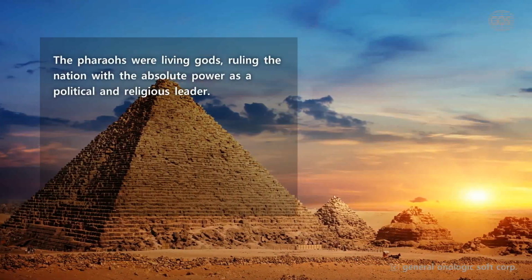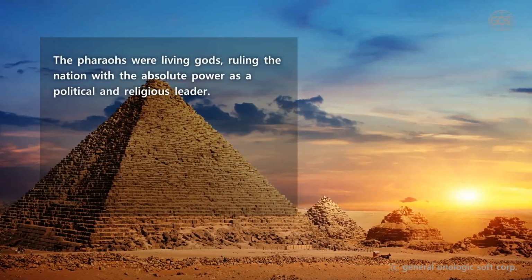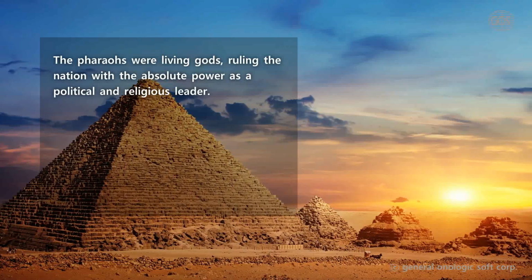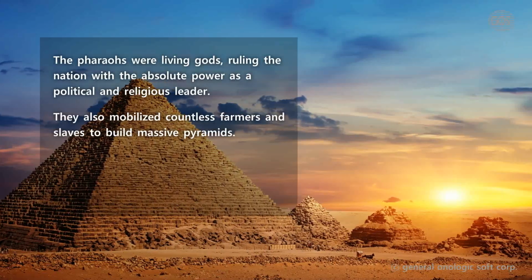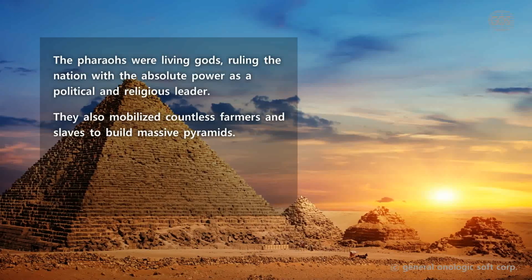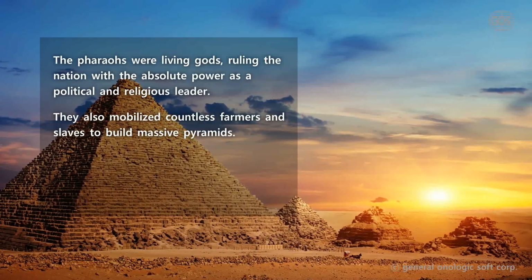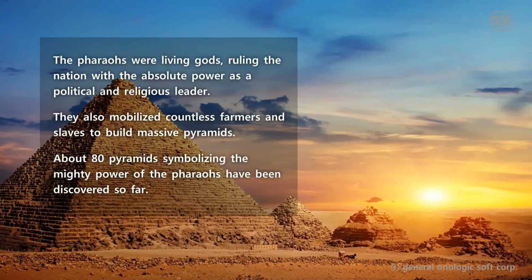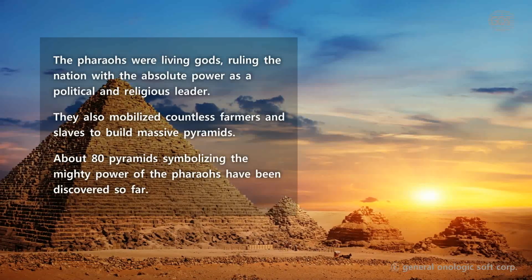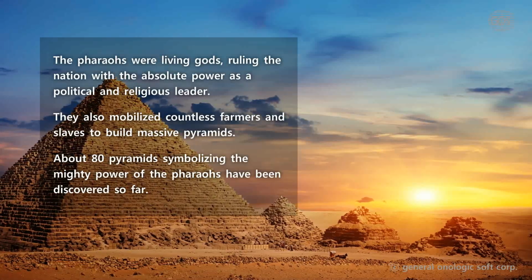The pharaohs were living gods, ruling the nation with the absolute power as a political and religious leader. They also mobilized countless farmers and slaves to build massive pyramids. About 80 pyramids symbolizing the mighty power of the pharaohs have been discovered so far.